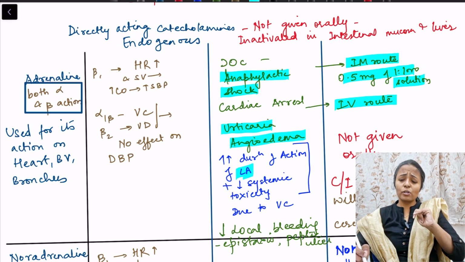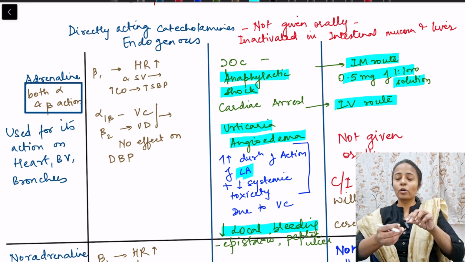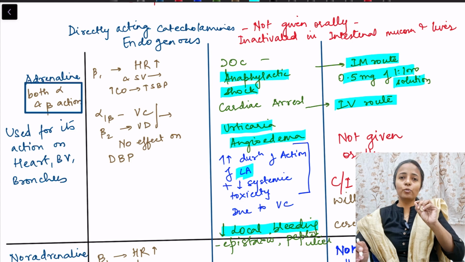Then it also decreases local bleeding. For example, some procedure is being done, say suppose endoscopy is being done and there is local bleeding during that time, so this adrenaline can be given locally. Second, in epistaxis, swabs with very diluted adrenaline can be kept in the nose to decrease the bleeding. So local bleeding also is decreased by adrenaline.